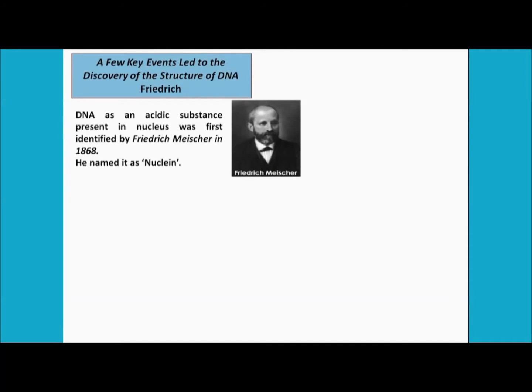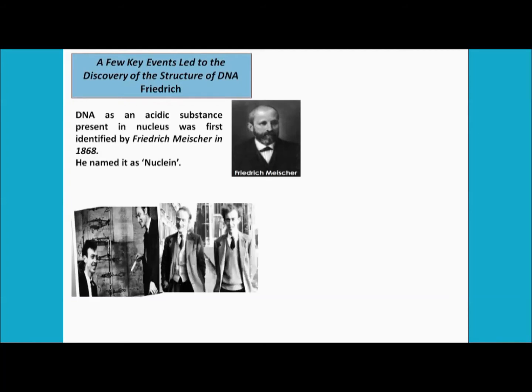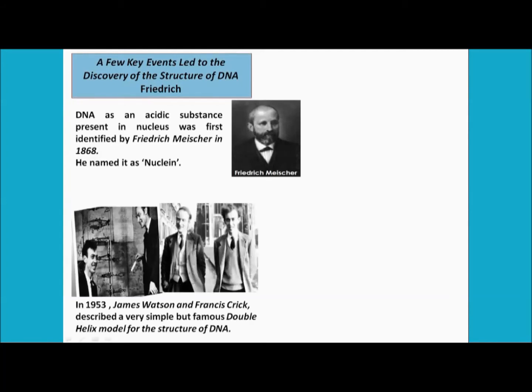The concept that DNA is an acidic substance present in the nucleus was put forward by Friedrich Miescher in the year 1868. But during that time, he termed the DNA with a term known as nuclein. So this is the first milestone in the structural elucidation of the DNA, right? The next come these two gentlemen, James Watson and Francis Crick, who are famously known for their double helix model for the structure of the DNA, right?